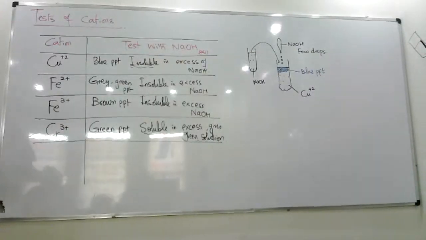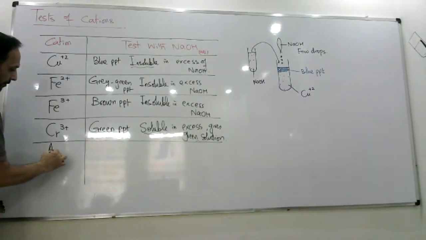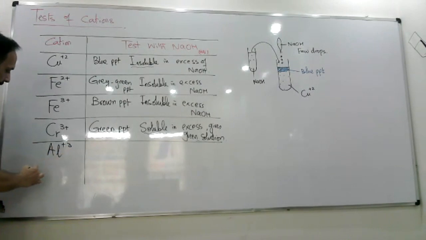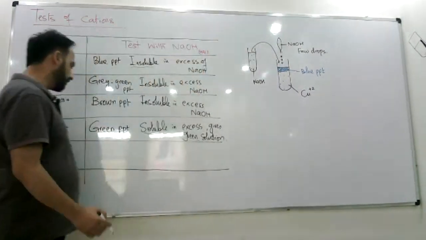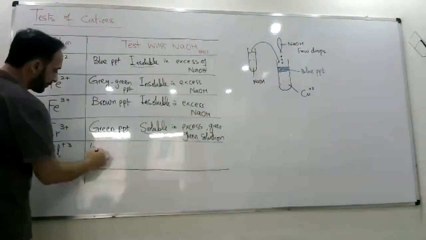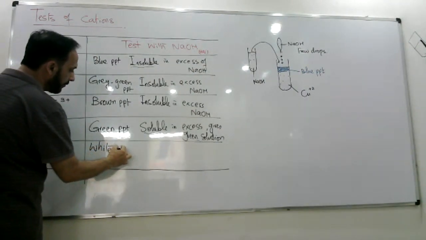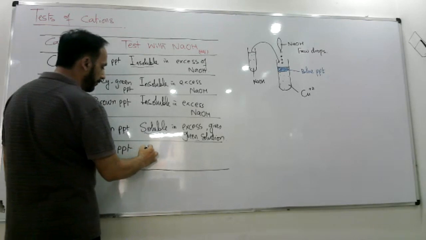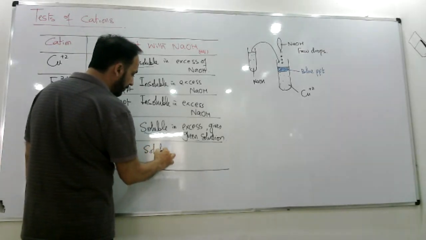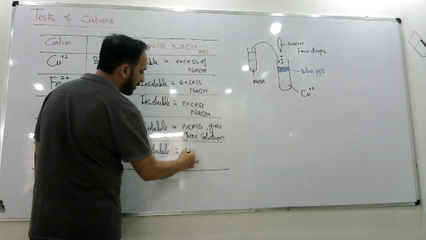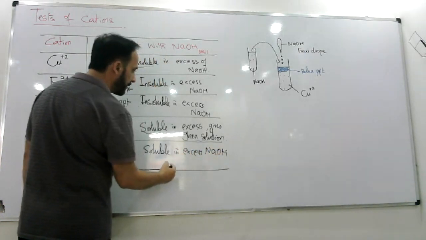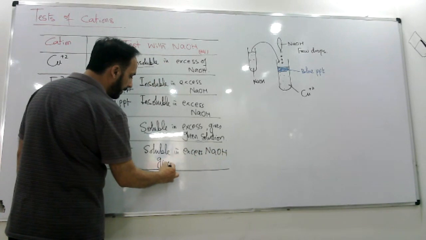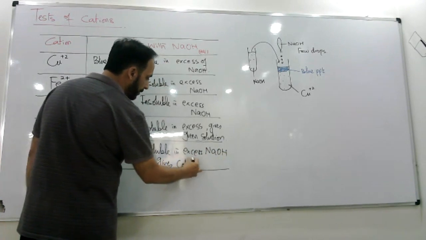फिर aluminum forms white precipitate, which is soluble in excess of NaOH and gives colorless solution.